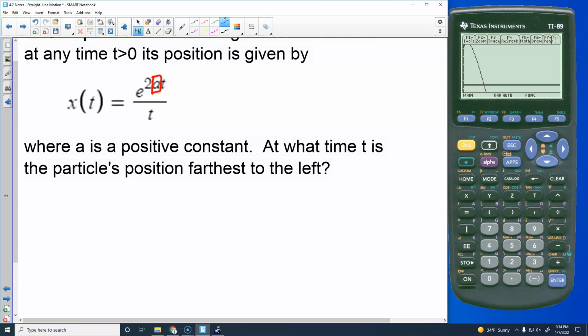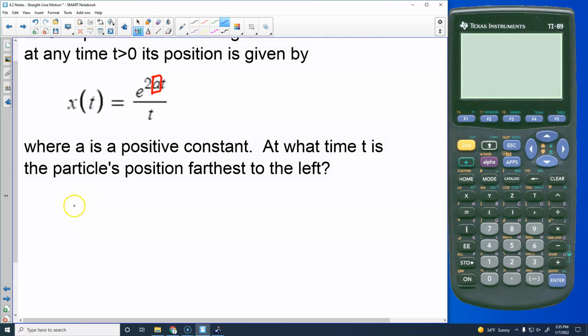When I see a question asking me for furthest to the left or to the right, that tells me I need to know the derivative and whether or not that derivative is positive or negative, so I can know whether the graph is moving or the point is moving to the left or to the right. So we're going to take the derivative of this. What have we got to use?